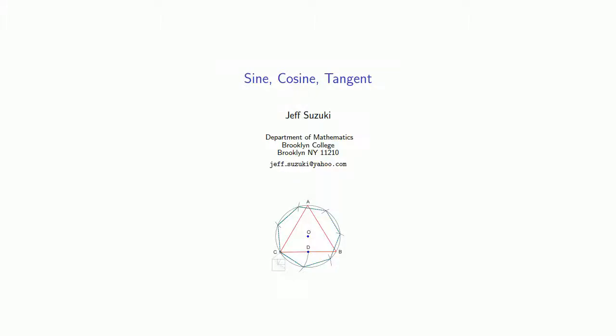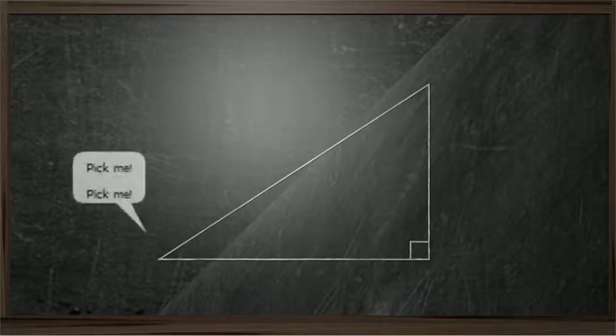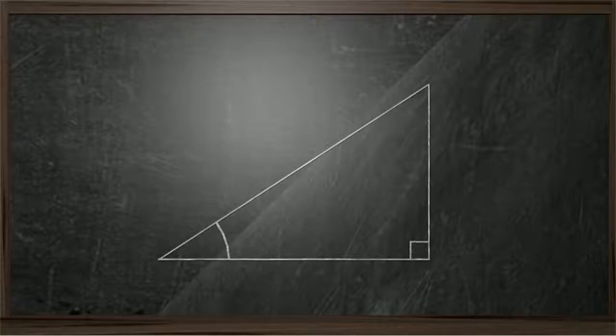In case it's been a while since you've done trigonometry, here's a quick review of the three basic trigonometric functions. Trigonometry begins with the study of right triangles, so let's take a right triangle apart. Suppose I take a right triangle and pick one of the acute angles. I can talk about the sides of the right triangle with respect to this acute angle.